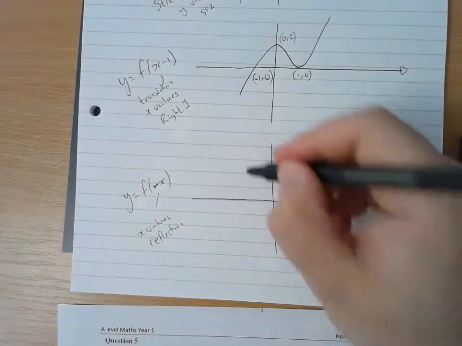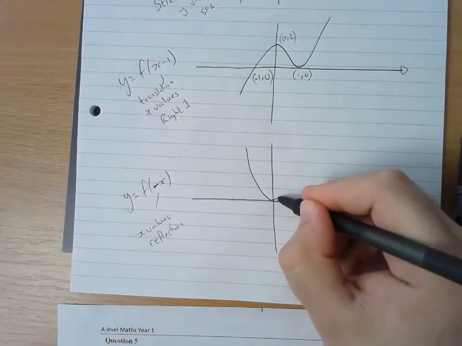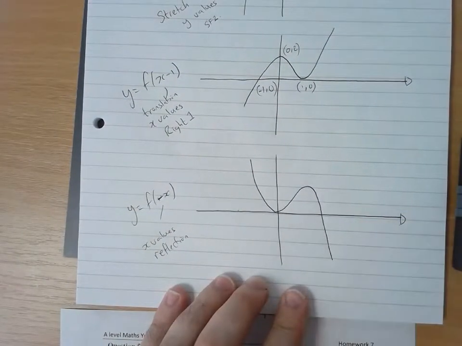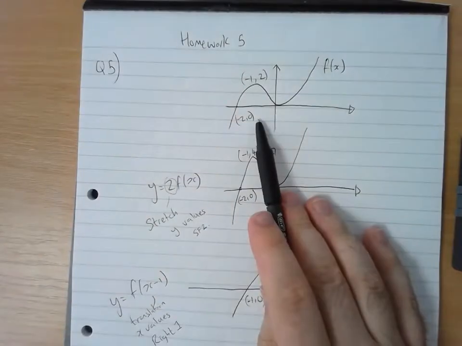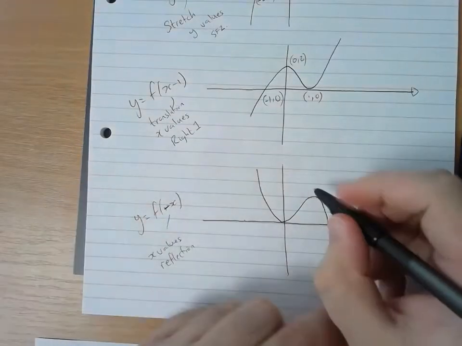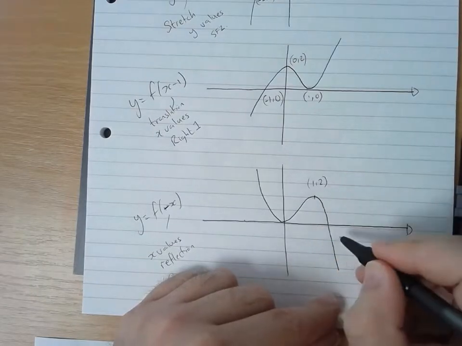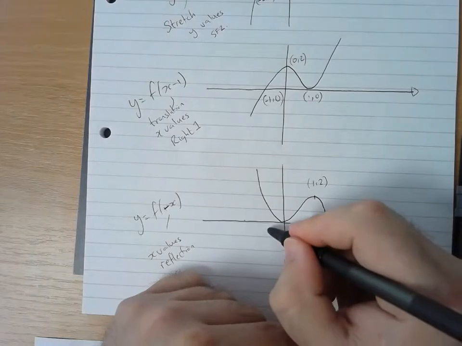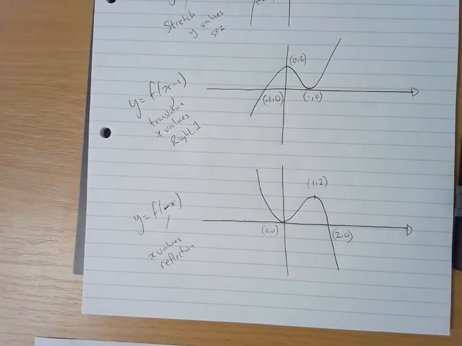So it's going to come down like this. It's going to go up to here, and then it's going to go down that way. So this is just the same as our original curve here, but reflected that way. So this one here was at -1, 2. It's now going to be at 1, 2. This point here was at -2. It's now going to be at 2, 0. And this point is still at 0, 0. And that's the end of our curve sketching question.